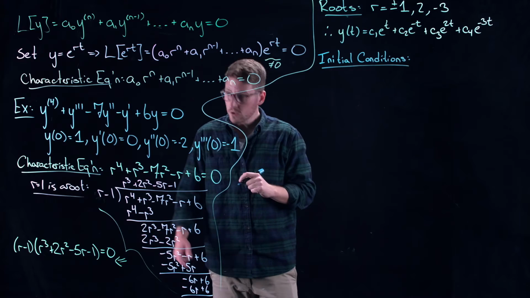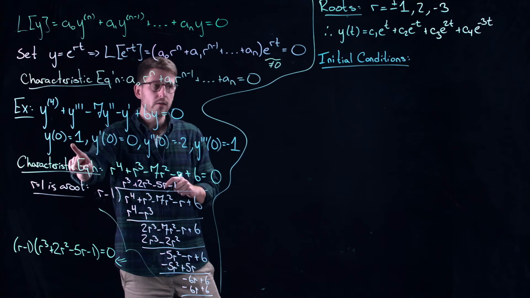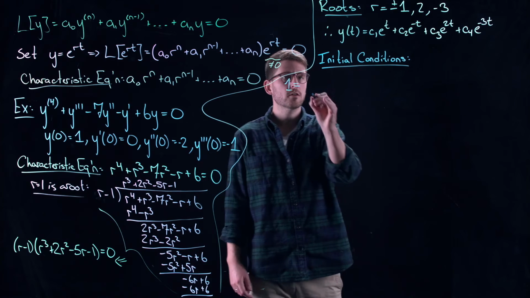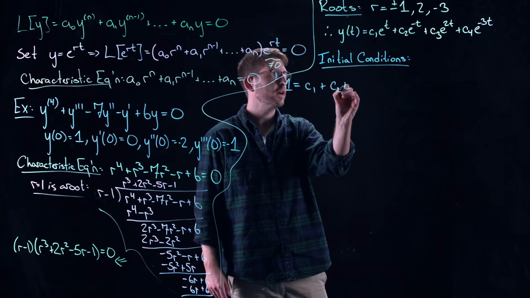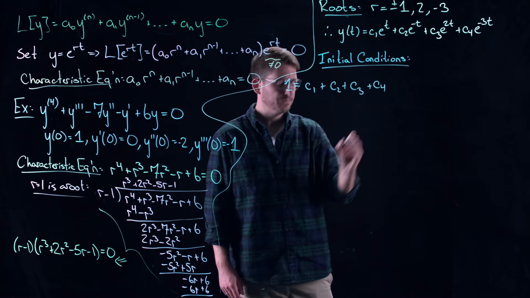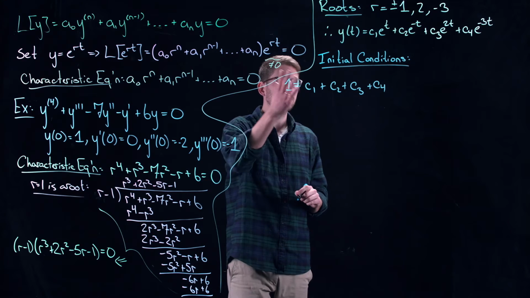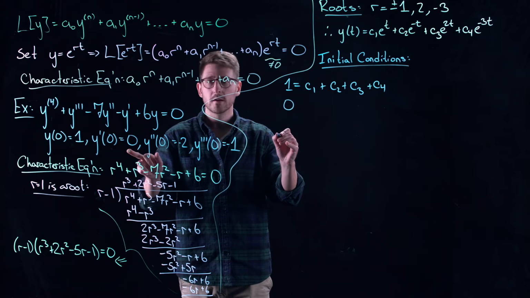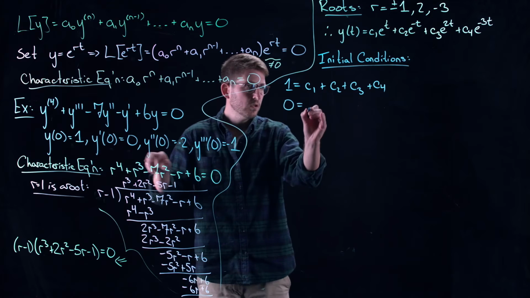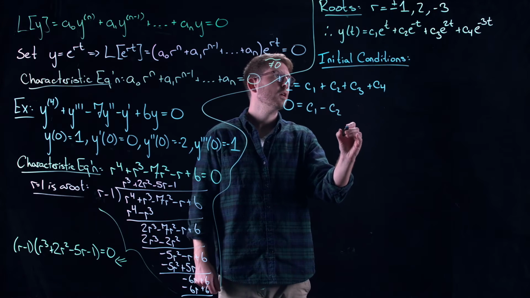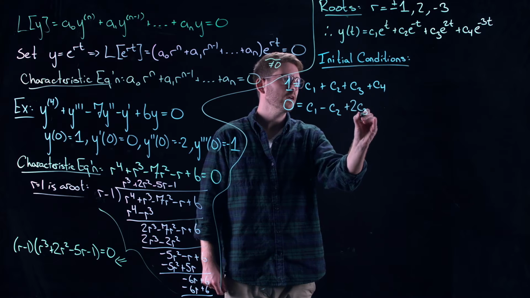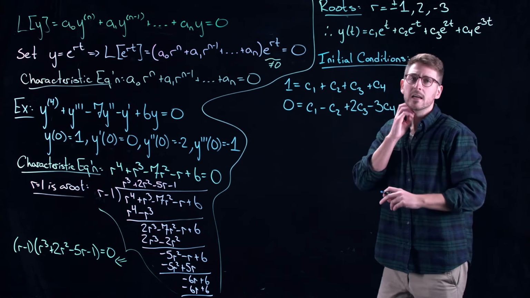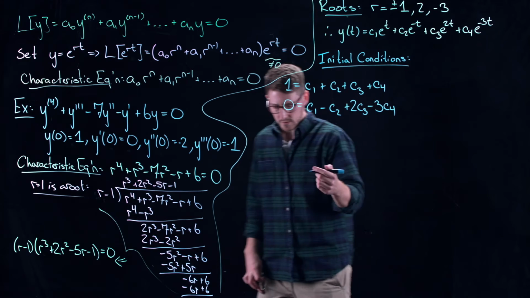Okay, well, my first initial condition is 1. So I get 1 is equal to, now putting t equal to 0 here gives c1 plus c2 plus c3 plus c4. Similarly, taking a derivative and evaluating that at t equal to 0 gives 0 from my initial condition is equal to c1 minus c2 plus 2c3 minus 3c4. Again, that's just coming from the derivative of this and evaluated at t equal to 0.